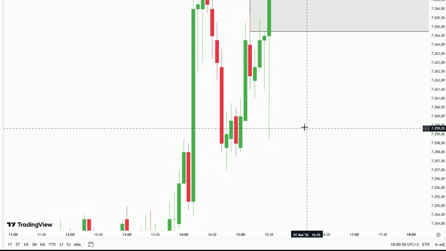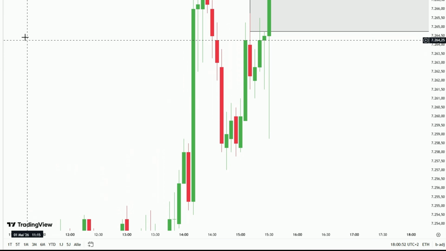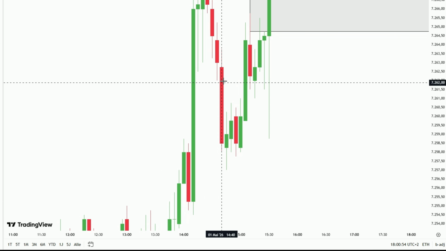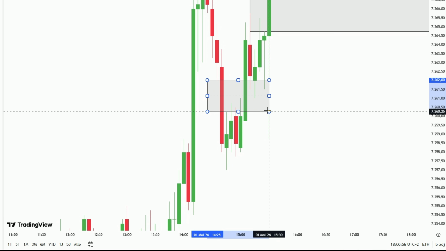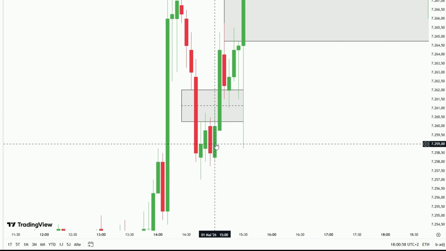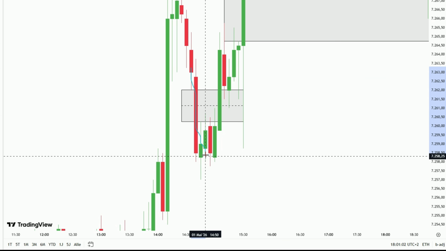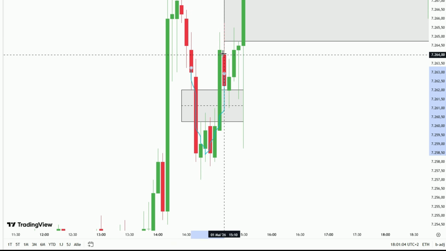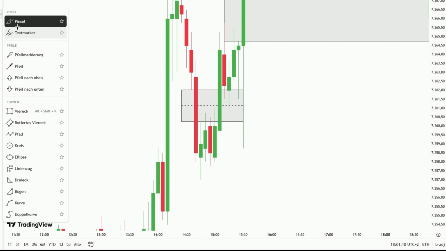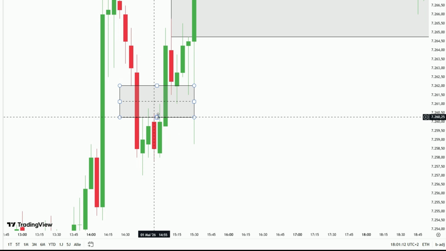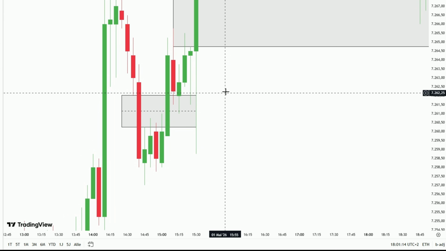Now we can move over to inverse fair value gaps, and right here we have a fair value gap because the wicks don't overlap. We had a down move and then an up move, which caused us to inverse this gap because the green candle completely closed above the bearish fair value gap and disrespected bearish order flow.